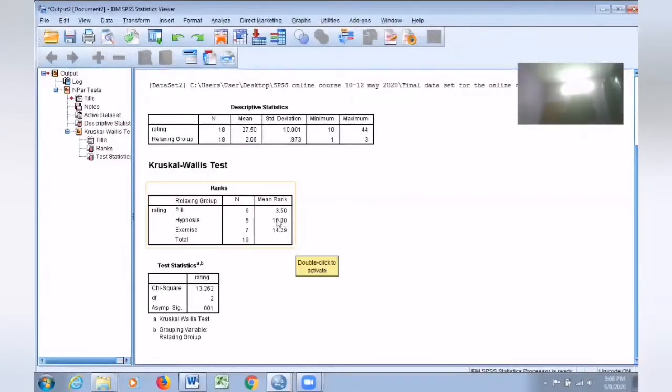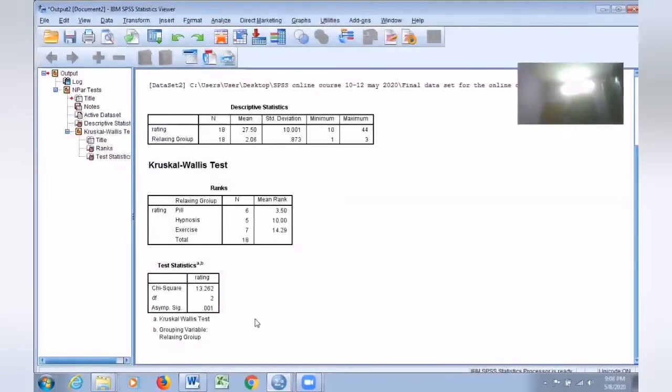So a mere observation says that there is a difference between the groups. 3.5, 10, 14, there's a difference. But whether this difference is statistically significant, we have to verify. So please come down to the test statistics box, where we get the chi-square value, degree of freedom, and the sig value. The sig value is 0.001.